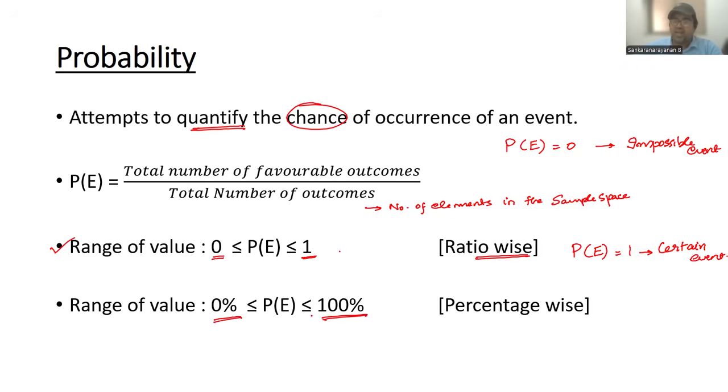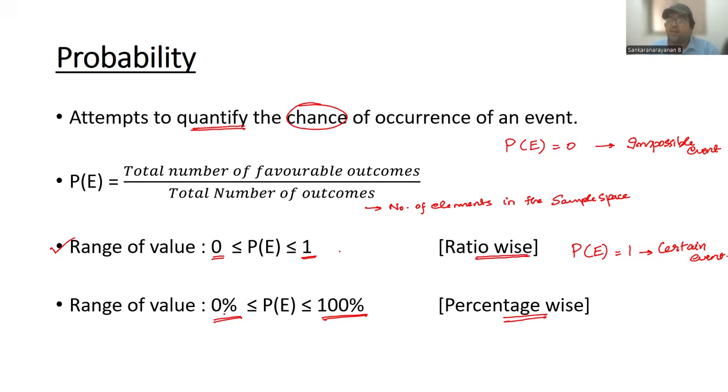As you know, it's a ratio. If I say P of E is equal to 1 by 2, it's as good as saying there is a 50% chance that this event is going to happen. Like that, you are going to interpret it. If you are expressing it in percentage, then understand P of E will take values between 0 and 100, both 0 and 100 included. Ratio-wise, it's 0 to 1, both 0 and 1 included.